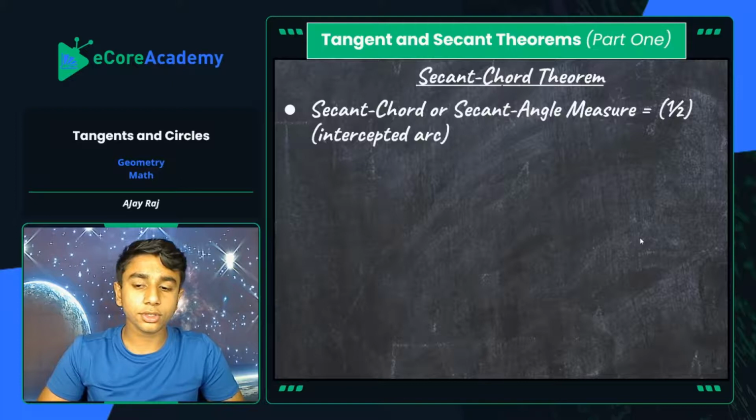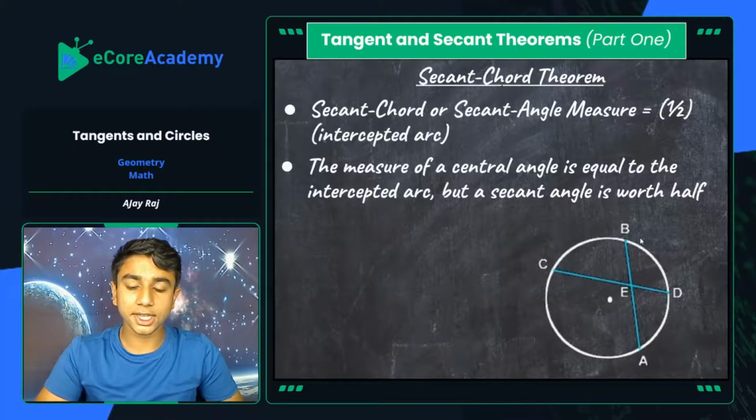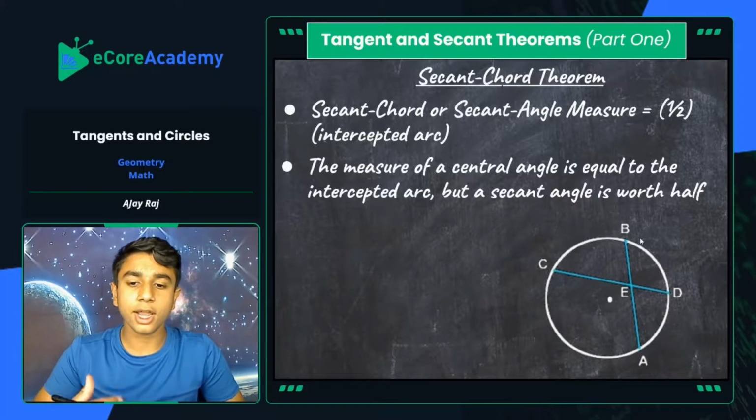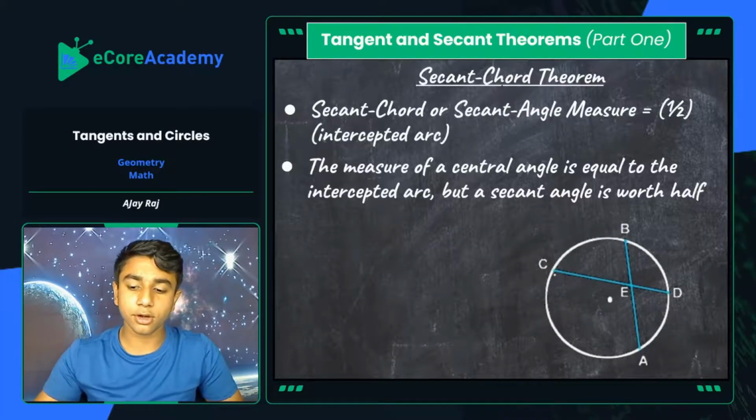The secant chord or secant angle measure theorem states that when you're given two chords or a secant and a chord that intersect on the interior of a circle, the value of the given angle that you're describing is going to be equivalent to 1/2 of your intercepted arc. An arc is basically any part of your circle.